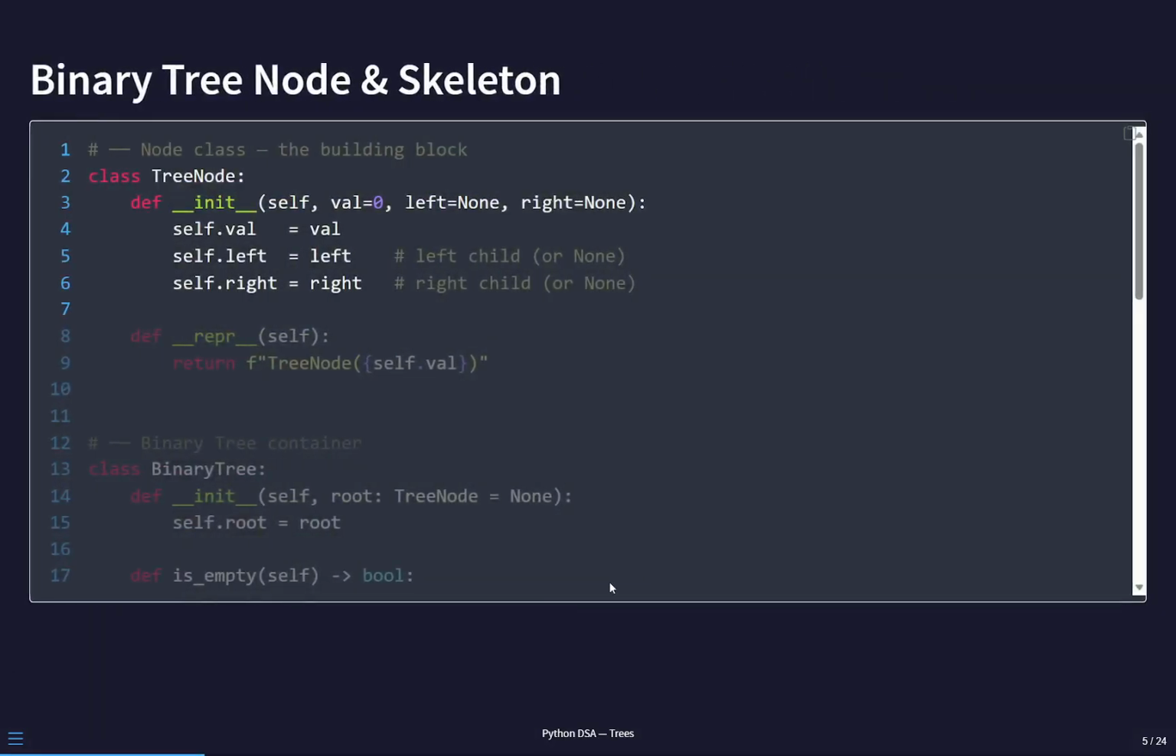Let's write the actual Python. Every tree is built from nodes. TreeNode is minimal and clean. 3 attributes. Val for the data. Left for the left child, right for the right child. Both children default to None. A node with no children set is a leaf by definition.